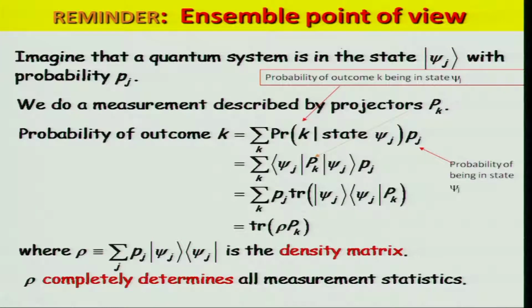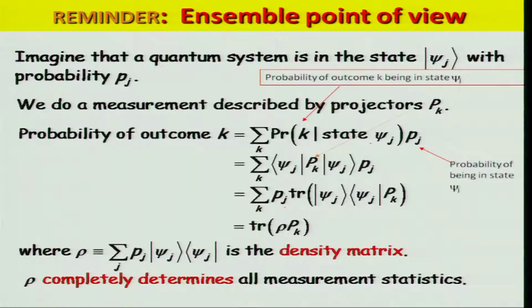We should also revise the ensemble point of view in this context. Imagine a quantum system in the state psi j with probability p j. We can do a measurement which is described by projectors P k. The probability of the outcome k, given the state psi j with its probability p j, can be written in terms of the projectors.